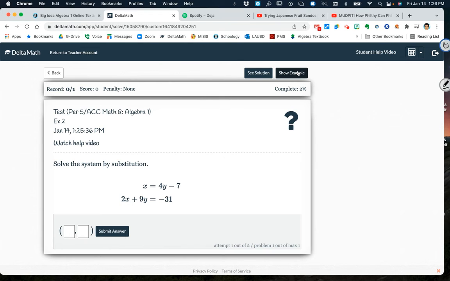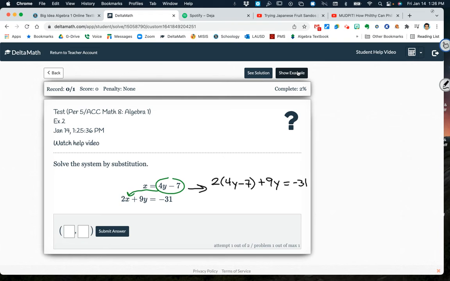Again, you want to solve this by substitution because one of the variables is already isolated, x. So that means wherever x is in your other equation, namely here, we substitute in 4y minus 7. So let's do that. Replace x with 4y minus 7. So we're going to get 2 parentheses 4y, take away 7, and then add the plus 9y, and that's going to equal negative 31.